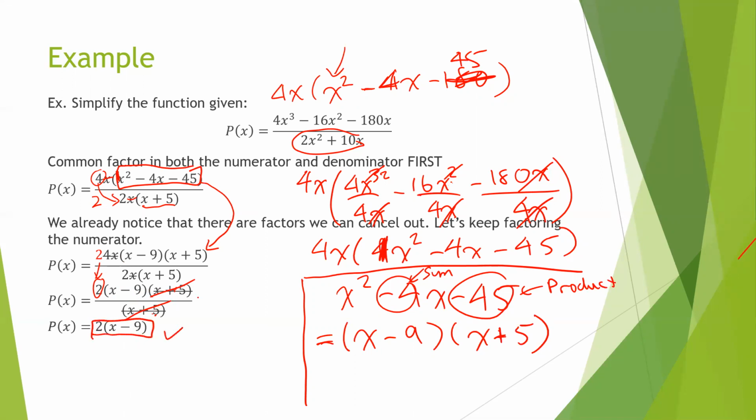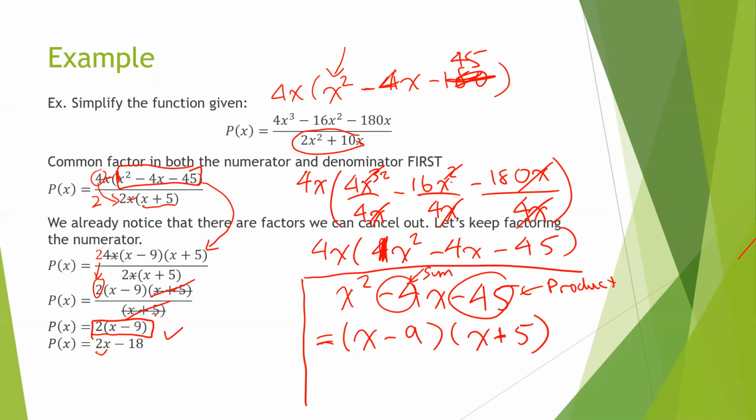And of course, 2 times x minus 9, you can even simplify it even more. You can multiply out the 2, and then you end up with 2x minus 18. But I would just leave it like that. You could also leave it factored. That's no problem at all. So that is basically how we simplify this expression.